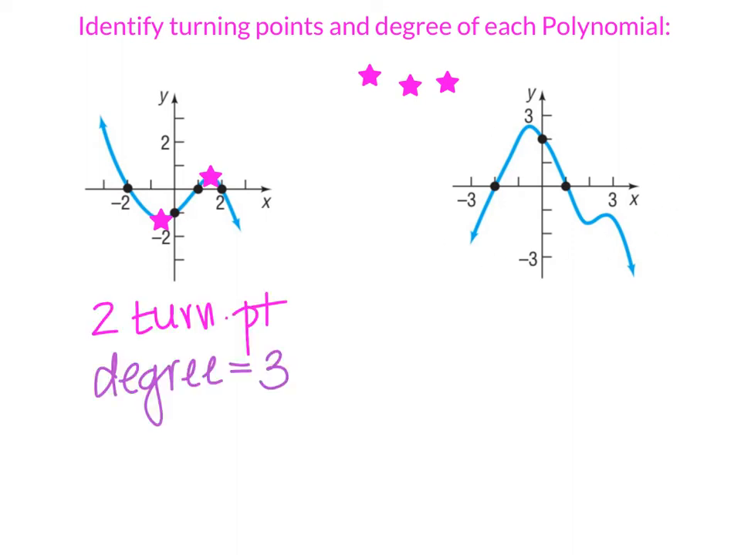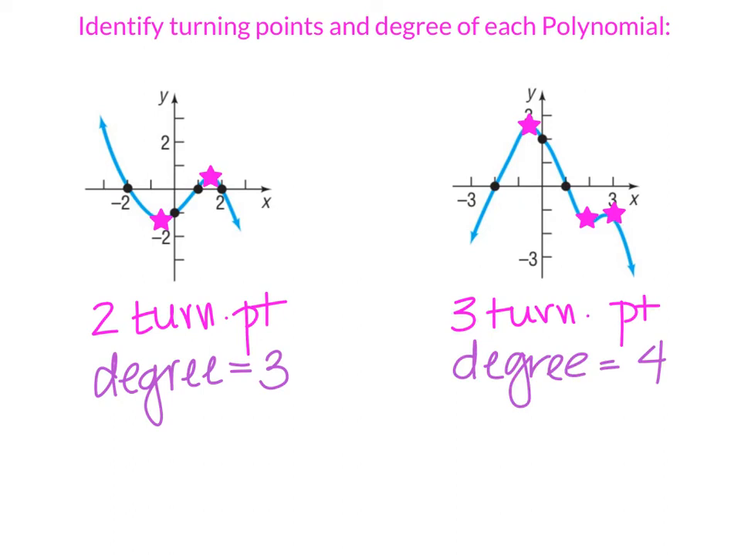And then for this function, I am increasing, and then I change to decreasing. So there's a turning point there. So I'm decreasing, I change to increase, even though it's tiny. It still counts as a turning point. So I'm increasing, and then I decrease. So yet another turning point. Kind of sneaky, but 3 turning points, add 1, that's a degree of 4.